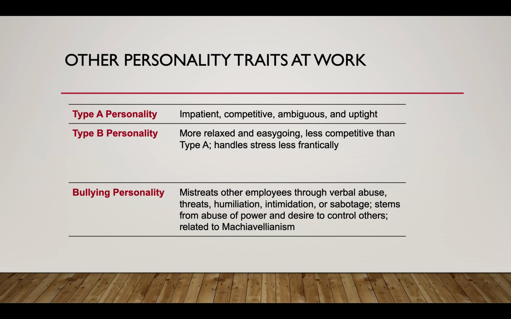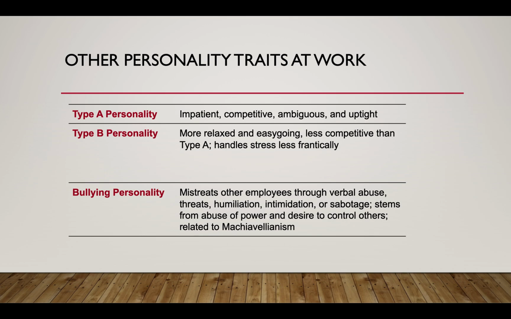They're less competitive than type A, and they handle stress less frantically. Type A's thrive on stress. Many of them are driven by stress, and for some reason, their bodies just gear up to that because they're highly competitive, and they really are drawn to jobs that require competition, such as sales and marketing and so forth. But these are the differences between type A and type B.